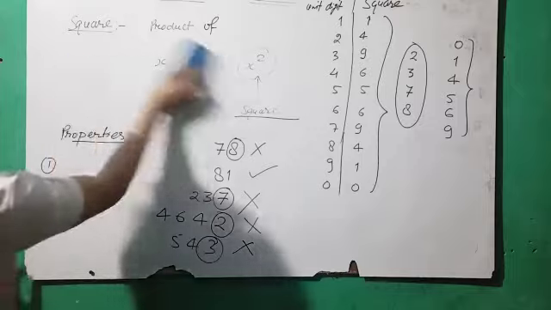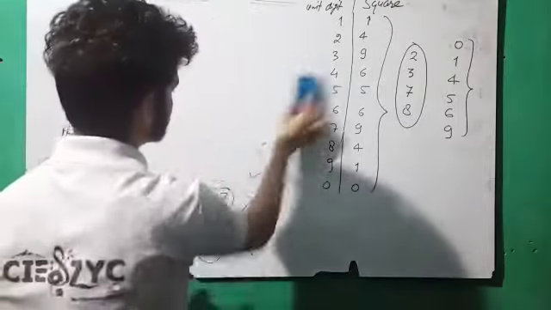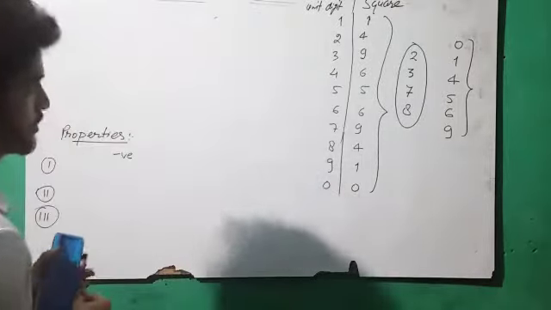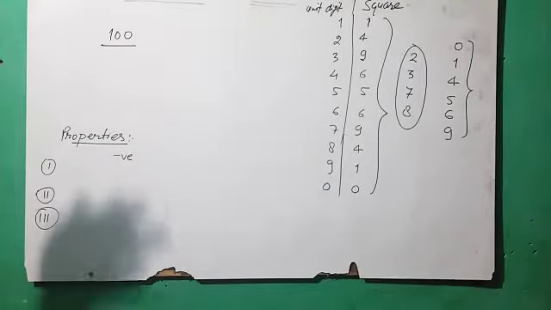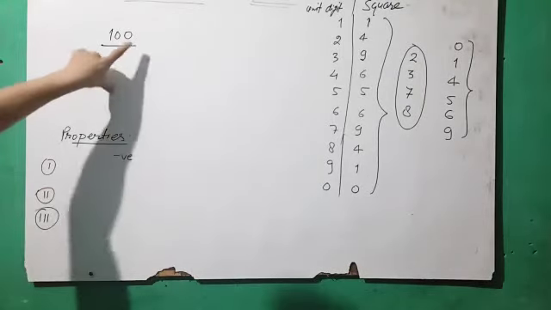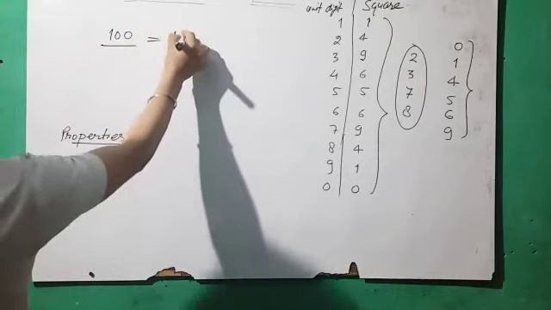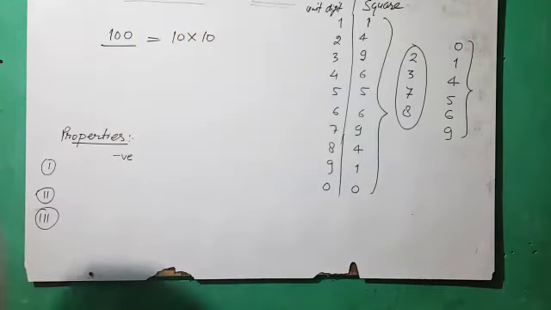Okay, let us check with some more examples. Let me take 100. The last digit is 0, and we know this is the square of 10.